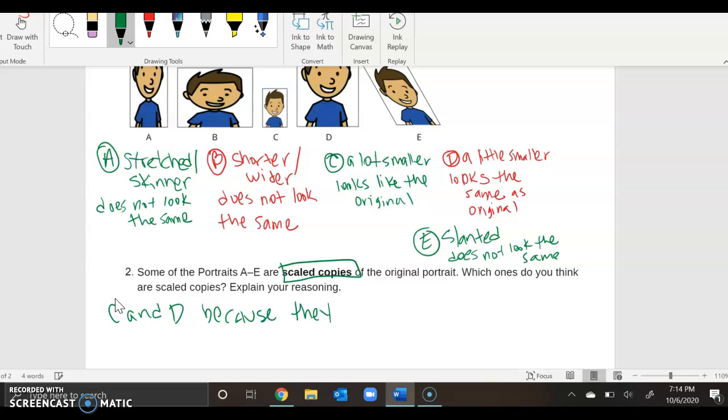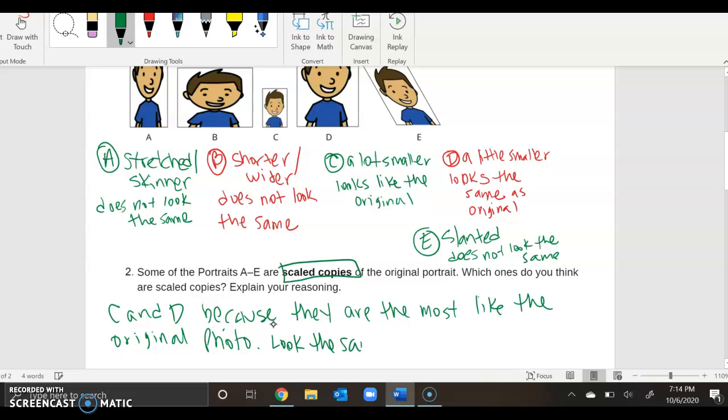they are the most like the original photo. Okay, they look the same, but they just have different sizes.